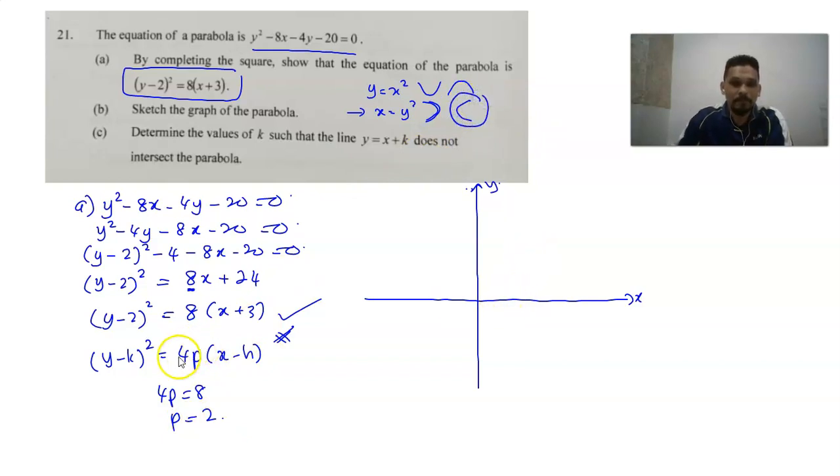And h and k here is not the center of the parabola, but the vertex of the parabola. So for a parabola, h and k is not a center, just like we call for an ellipse or circle, but is the vertex of the parabola. So the vertex here, according to this, is negative 3 and 2. So negative 3 and 2 is somewhere here.